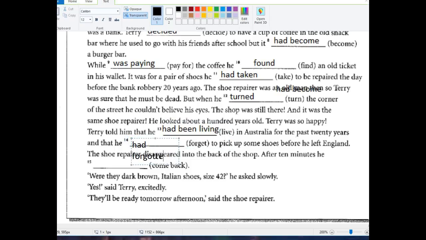The shoe repairer disappeared into the back of the shop. After 10 minutes, now after 10 minutes, this is maybe at 3:15 or 3:20. After 10 minutes, he came back. It's after 3 o'clock, so past simple. Were they dark brown Italian shoes, size 42? He asked slowly. Yes, said Terry excitedly. They'll be ready tomorrow afternoon, said the shoe repairer.